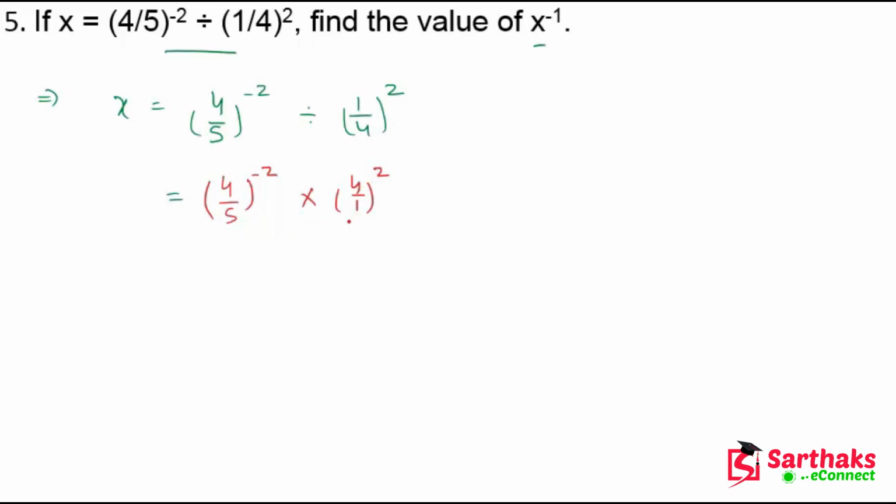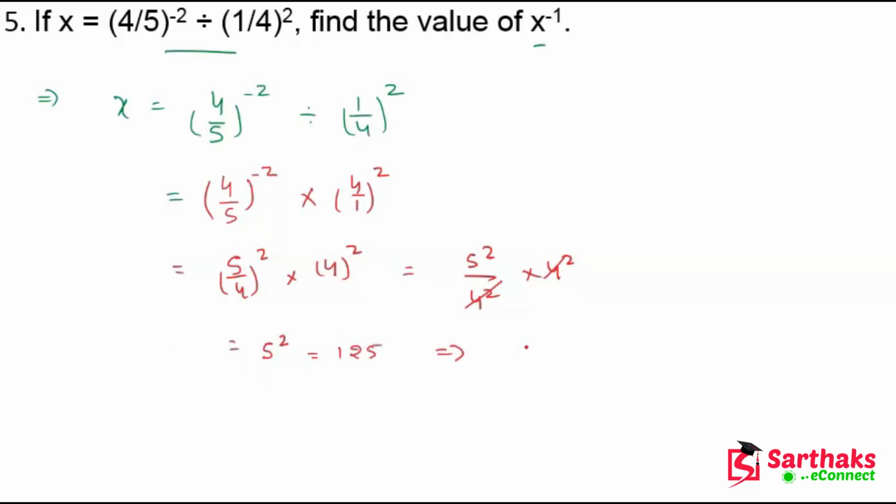I hope you understand these things. Now here we have a power which is negative, so again we can write (5/4) raised to power 2 into 4 raised to power 2. So we can write 5 raised to power 2 upon 4 raised to power 2, into 4 raised to power 2. These are the same, so we can cancel them. This will become 5 raised to power 2. What is 5 raised to power 2? We can write it as 25.